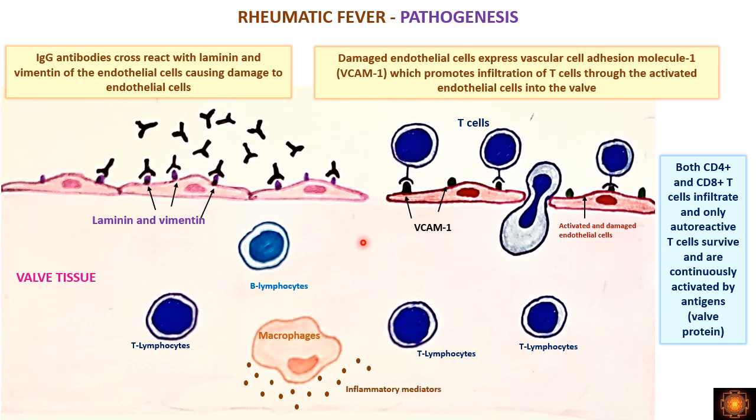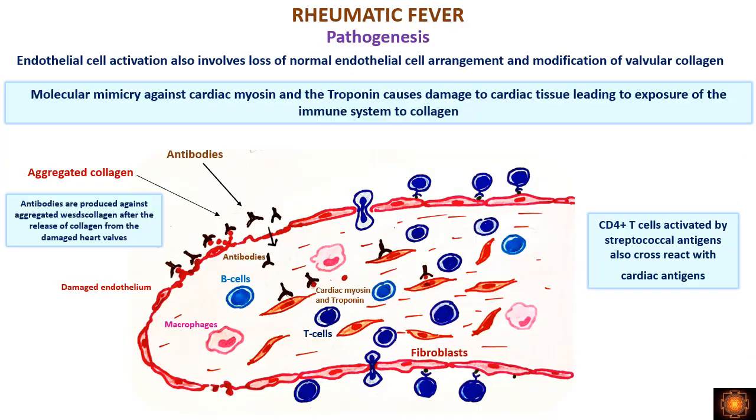This is how the T cells enter into the valve tissue, causing damage to the valve tissues. Now, during this process, when the endothelial cells are damaged, there will be some loss of the normal endothelial cells also, and then there is a modification of the valvular collagen. Now, this valvular collagen, after the destruction of the endothelial cells, forms an aggregate, and antibodies are formed against this aggregated collagen which is released.